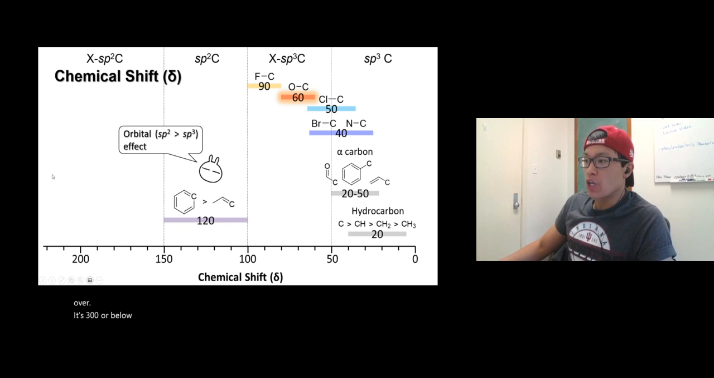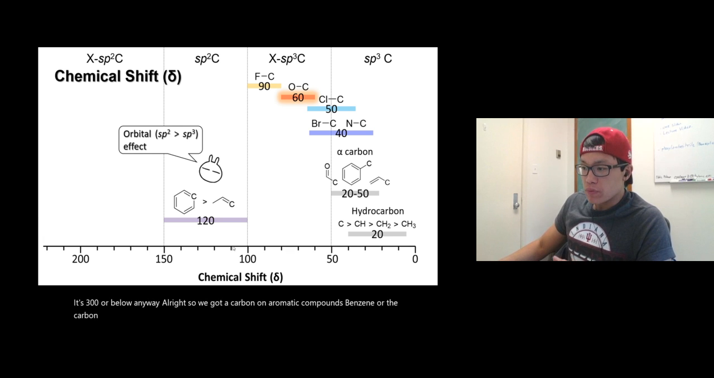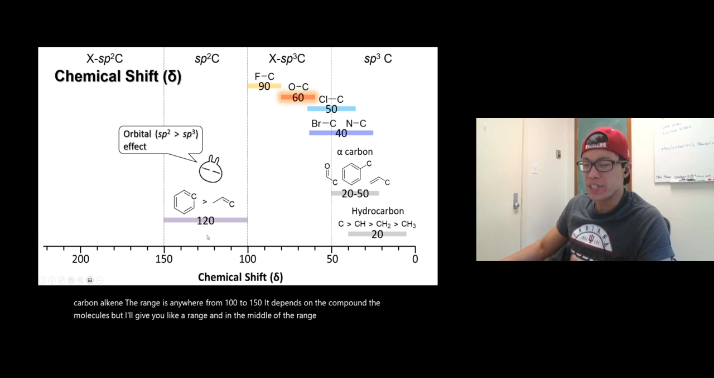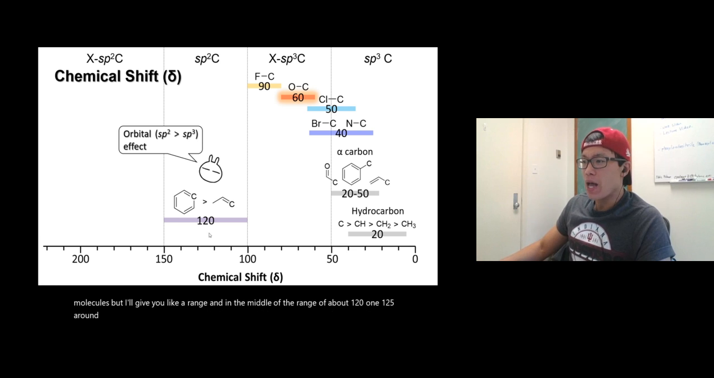Anyway, all right. So we got a carbon on aromatic compounds like benzene or the carbon of an alkene. The range is anywhere from 100 to 150, depends on the compound, the molecules, but I'll give you a range, and in the middle of the range about 120, 125, around that. All right, let's do this.